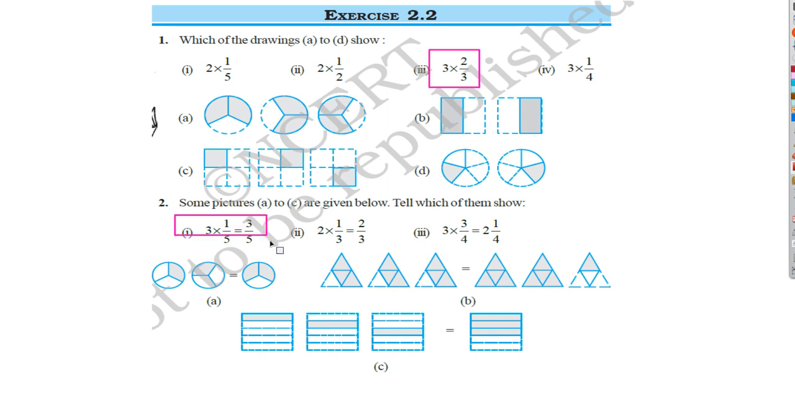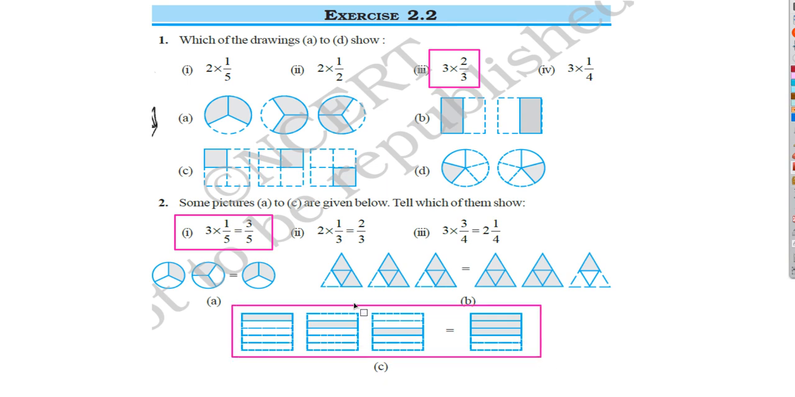In the second question, you have to show which one is 3 into 1 by 5 is equal to 3 by 5. Here you can see out of 5, one portion is shaded. So this represents 3 into 1 by 5 is equal to 3 by 5. Similarly, do the other rows.